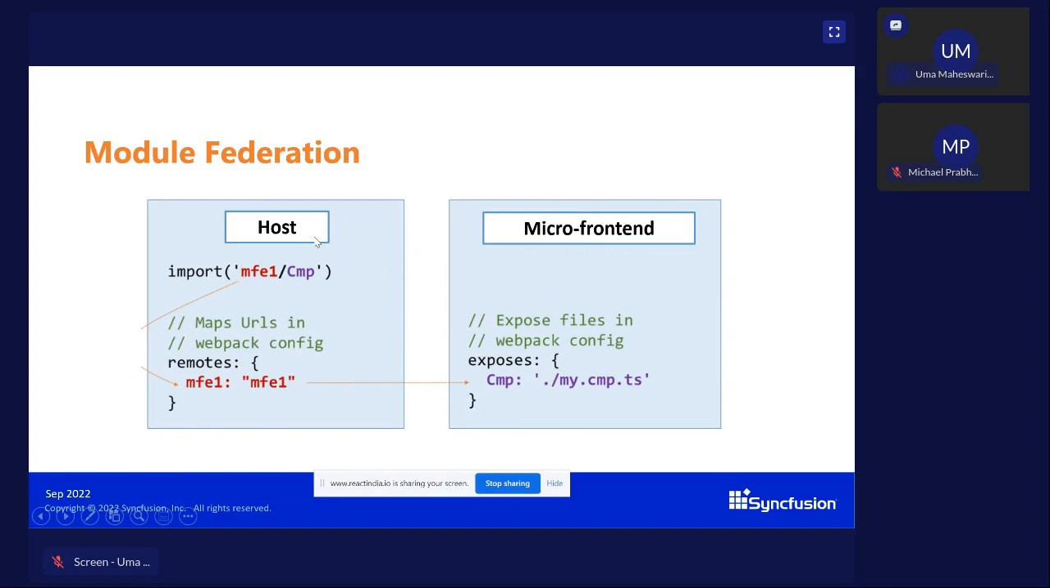So if we have a single host application and a single micro frontend, you can see in the exposes that the micro frontend is trying to expose a single component, that is my cmp.ts file. It is exposing that component with the alias name cmp. And now the host is trying to access and load that micro frontend. So it is accessing it in the remotes by using a unique name. And inside the host application, whenever you want to import it in any of the files, you can do it in this way, by accessing the remote name mf1/cmp, which is exposed in that micro frontend. Okay, so that's what module federation is about.